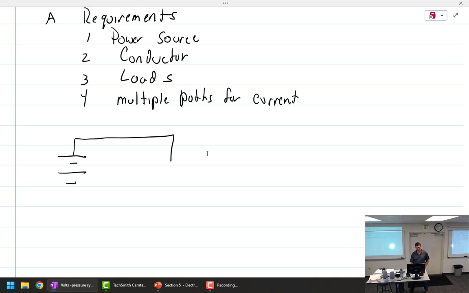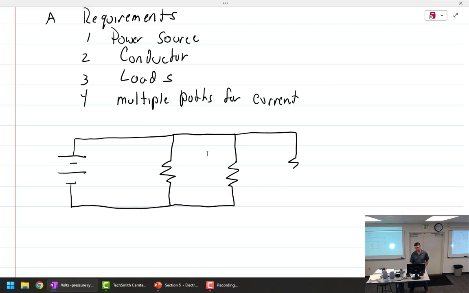All right, so if we look at a parallel circuit, if we only have one load, what kind of circuit is that? Series. Because there's only one. If I do this, now we have multiple paths and parallel. We'll do 3.